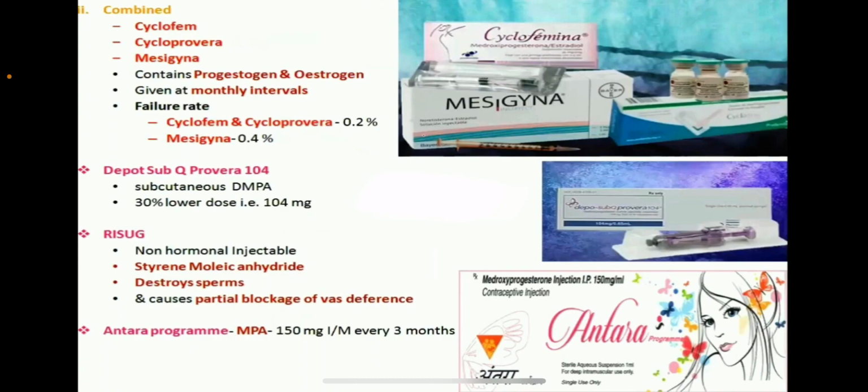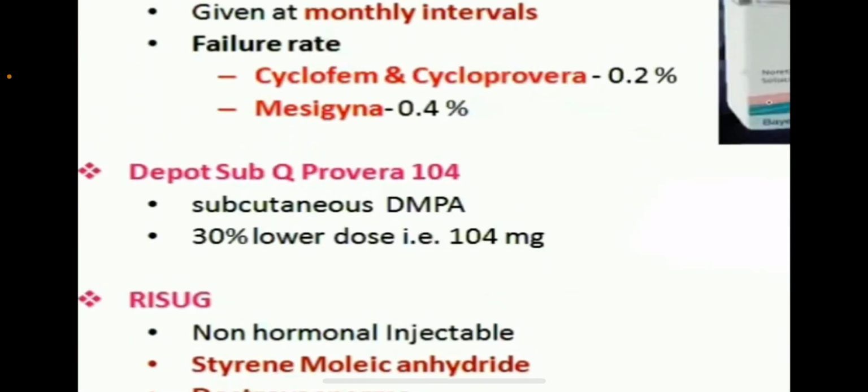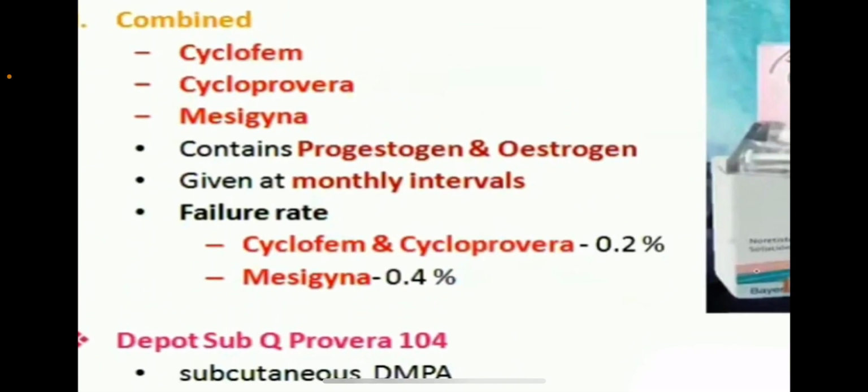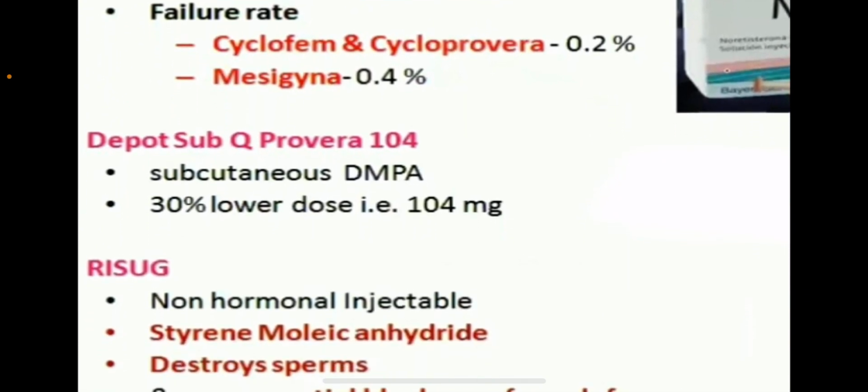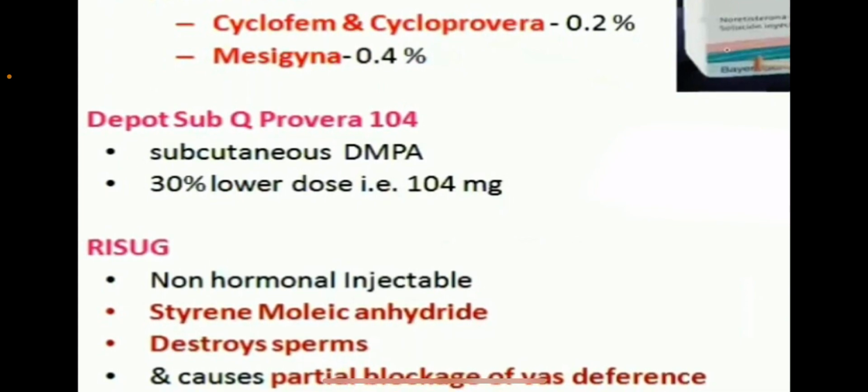We have Cyclofem, Cyclo-Provera and Mesigyna, which are found to be highly effective. They contain progestogen and estrogen and are given at monthly intervals. The failure rate for Cyclofem and Cyclo-Provera is 0.2, and for Mesigyna it is 0.4.